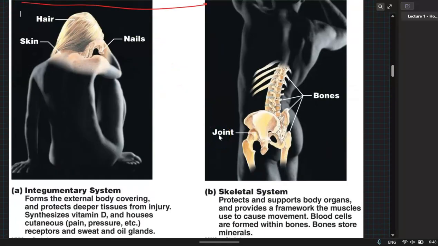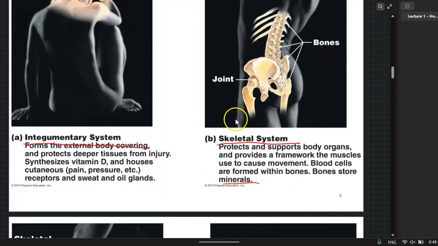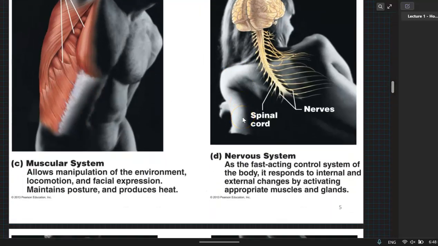Organ systems. For this first exam, you need to understand generally what they are and what they do. It's very simple. Integumentary system: skin, hair, nails. Skeletal system: bones, protects and supports, mineral storage, stuff like that. Muscles: movement, heat. Nervous system: fast-acting control, receives information and forms responses by activating muscles or glands.